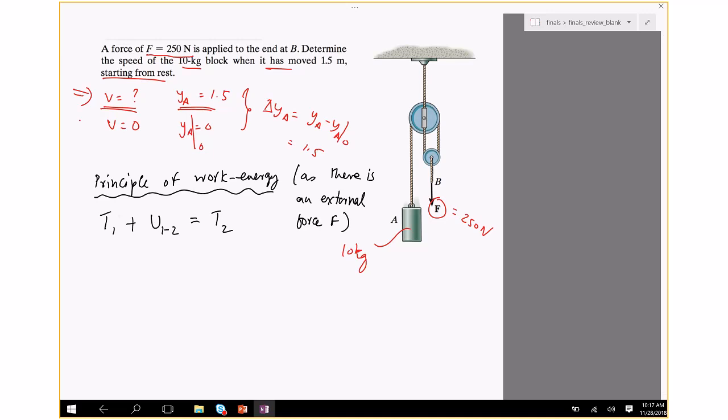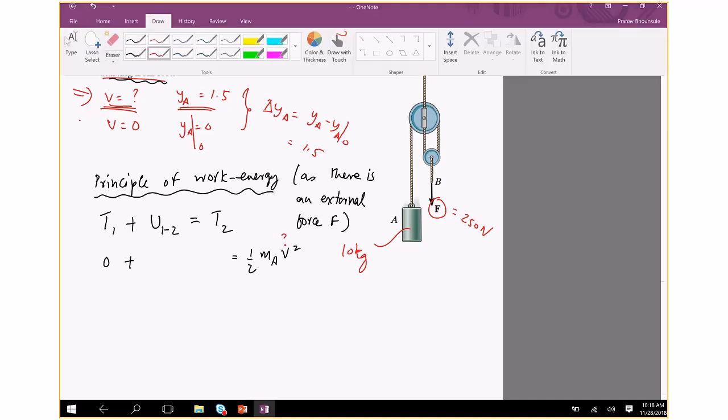Okay, so the setup starts from rest, which means T1 is 0. Let me write T2 because that's easy. It's simply half the mass of A times the velocity of A squared, or V squared, where V is unknown. That's what is asked. Okay, I need to write the work done, and I'm done.